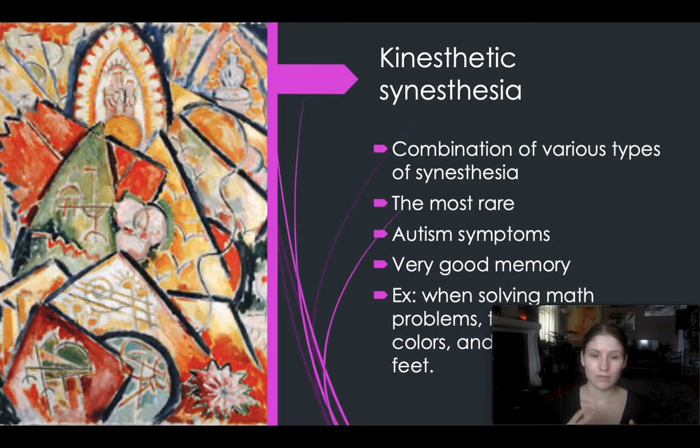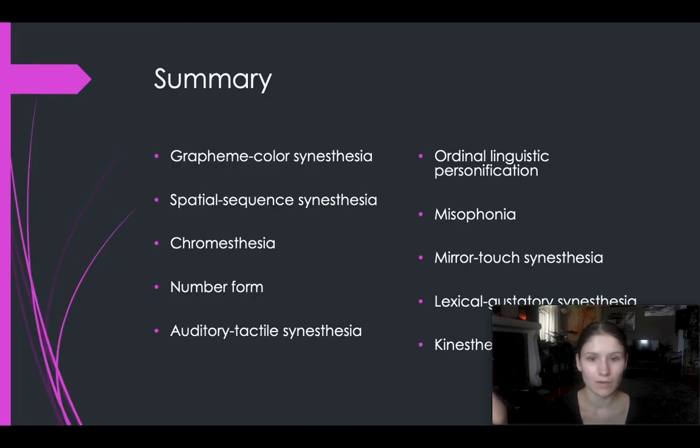Now, these people have very good memories, and they can calculate things that a quantum computer could calculate. And they also seem to have certain autistic symptoms. A lot of them could be autistic as well, but it's very rare, so this is more of a savant type of situation. And here's the summary of all 10 synesthesia types that we went over.